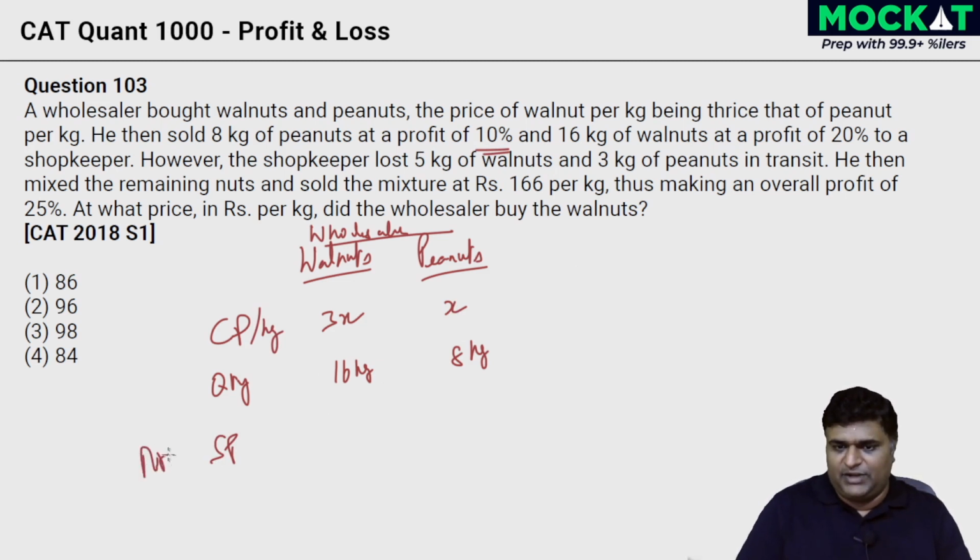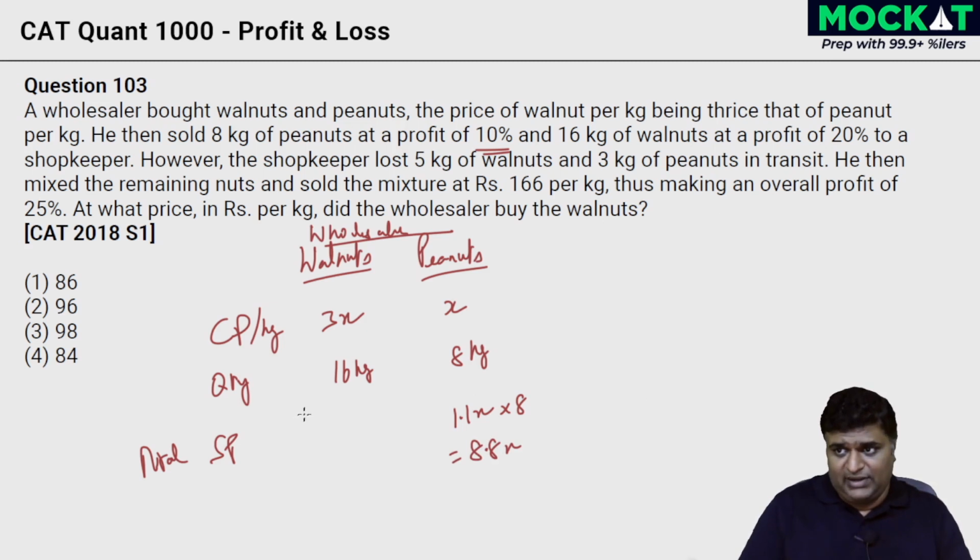Now, total selling price, I'm just going to directly write it. What's the total selling price? x into 8 into 1.1, right? Why the 1.1? x per kg is the cost price, 10% profit, so it becomes 1.1x. That's the selling price per kg. Multiply it with the kgs, skip a step, directly write it down, and you get 8.8x here.